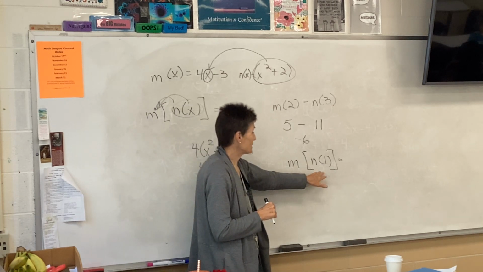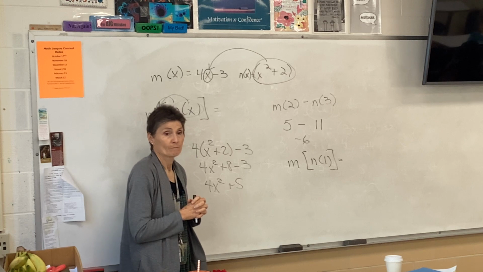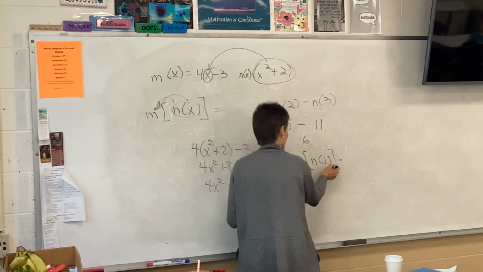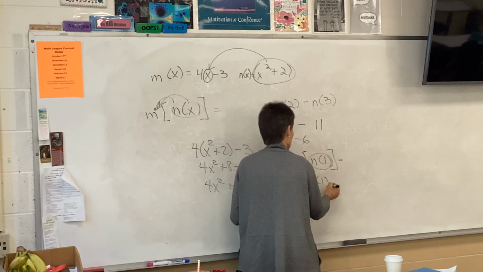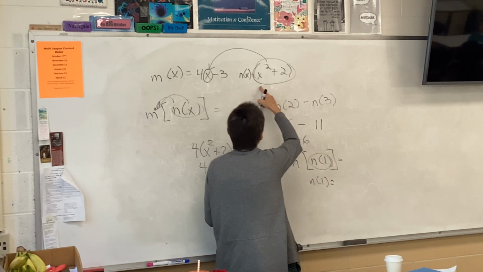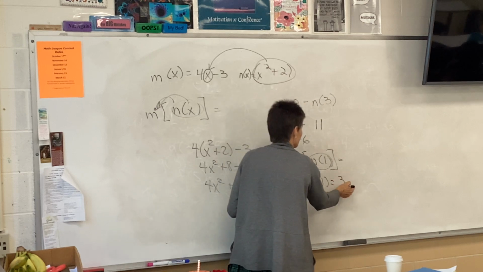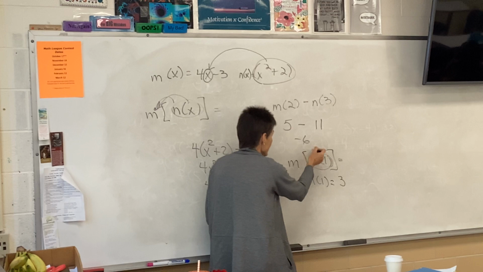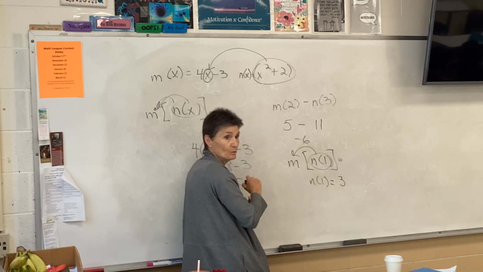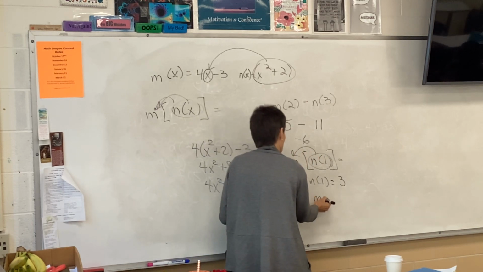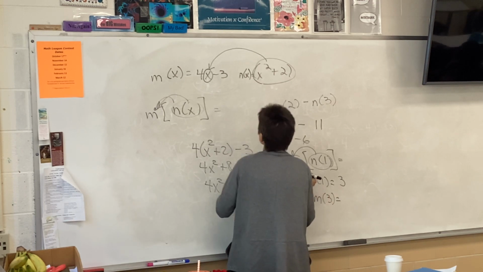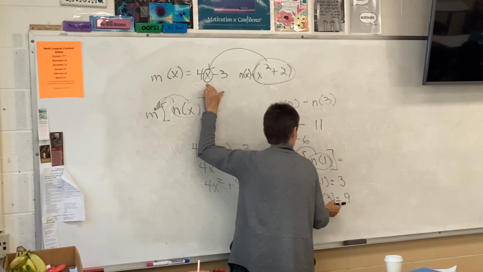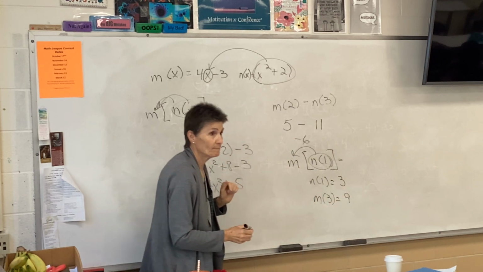All right, what's this one telling me to do? Put 1 into n, so I start right here, I find n of 1, and n of 1 would be 3. Yeah. And then I take the 3 and plug it into m. So m of 3, you get 9, 12 minus 3.